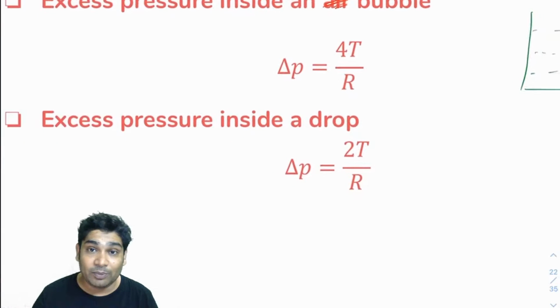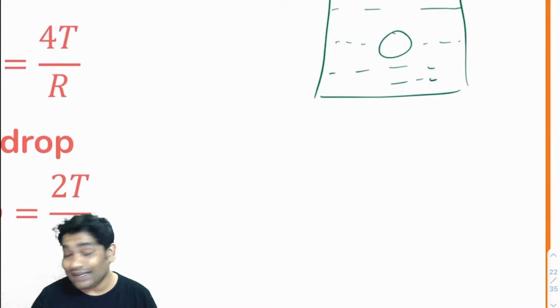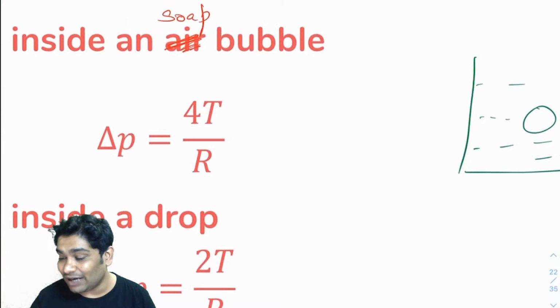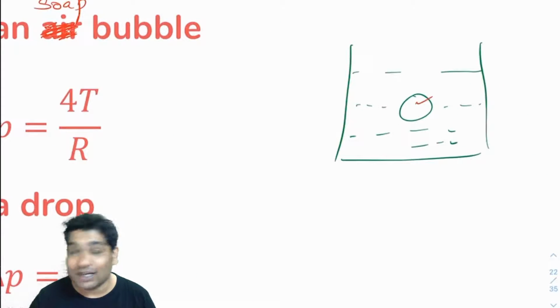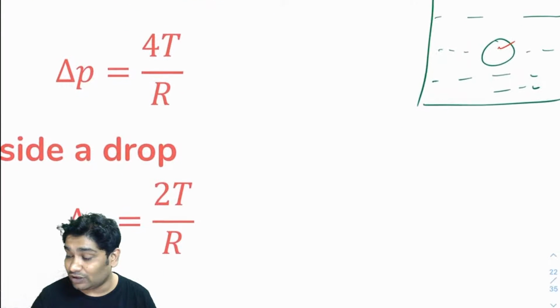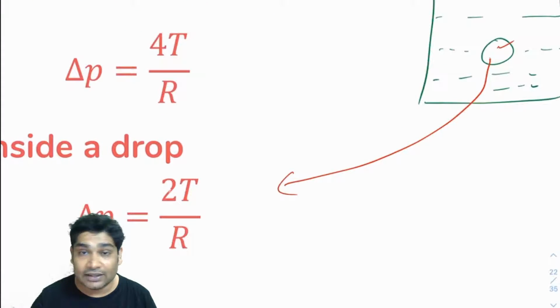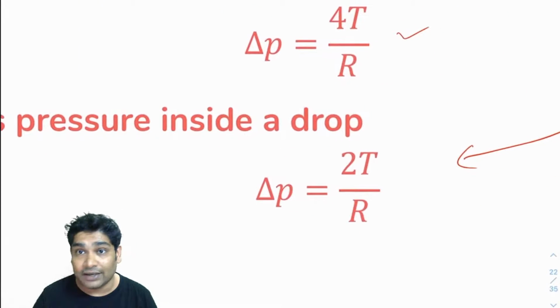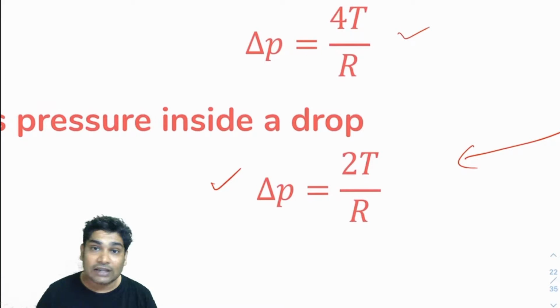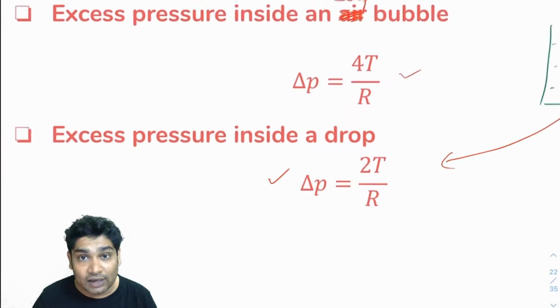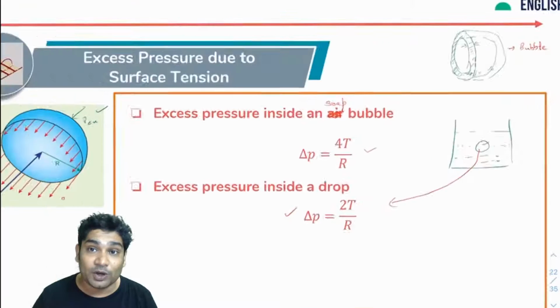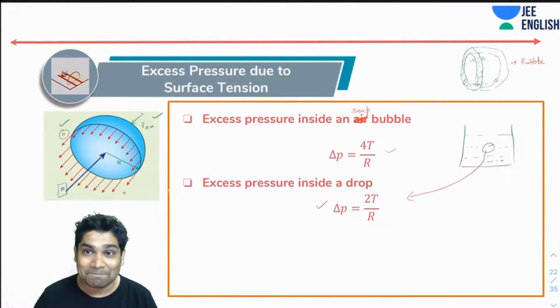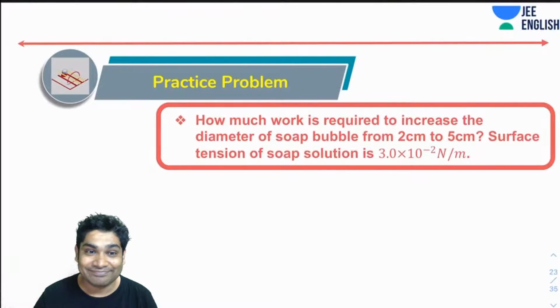And inside a drop, there would be only one free surface. Inside this kind of bubble, there will be only one free surface. Okay, this is an air bubble. So that is why I was getting confused. This can be an air bubble. So this will have only one free surface. So for this, you apply this formula. You do not apply this formula for this. And this is the drop. The drop also has only one free surface. So again, you apply this formula for a drop. So as far as you have one free surface, you apply 2T over R. If you have two free surfaces, then you apply 4T over R. Okay, so just remember that.